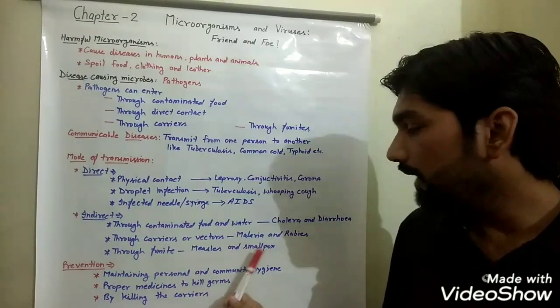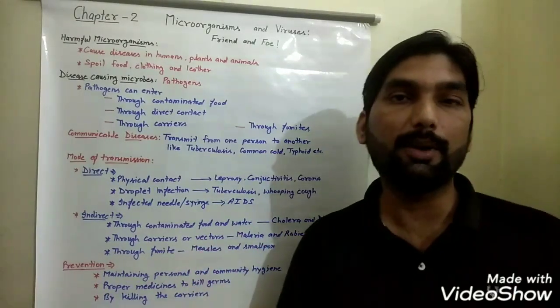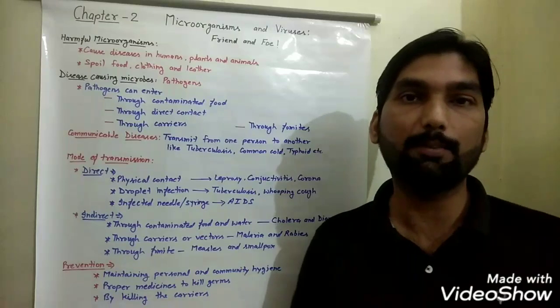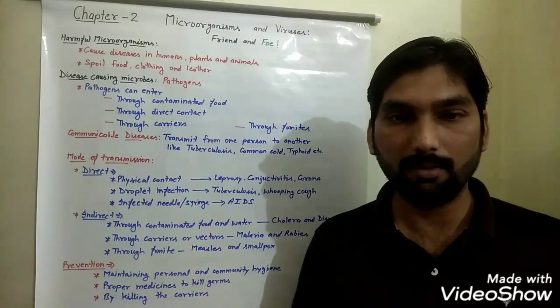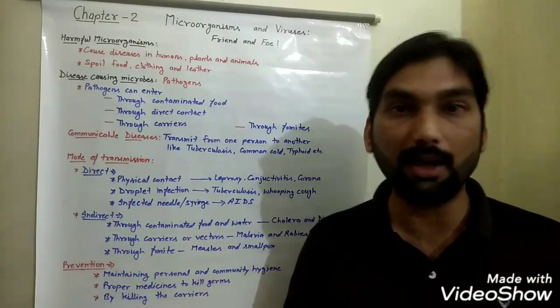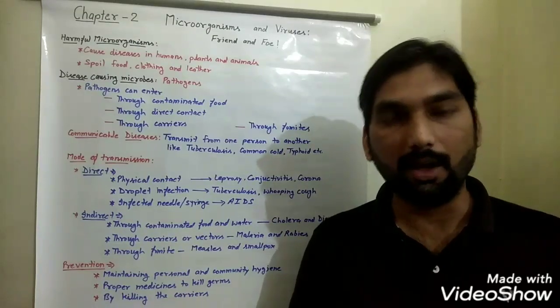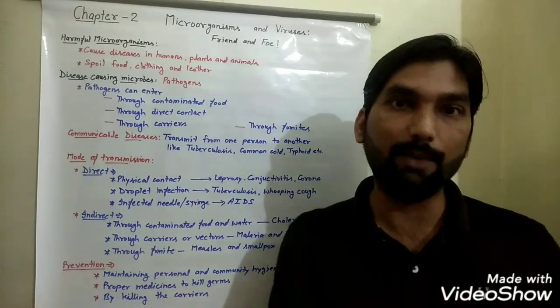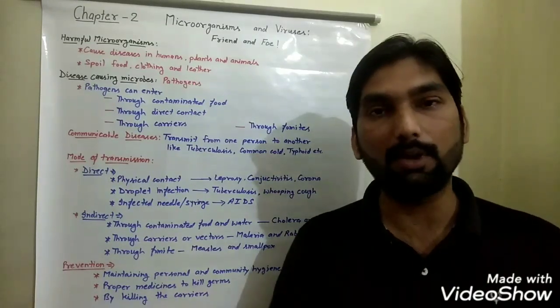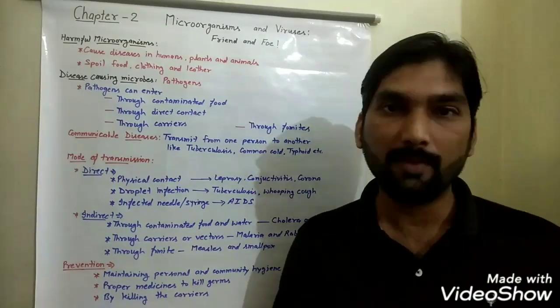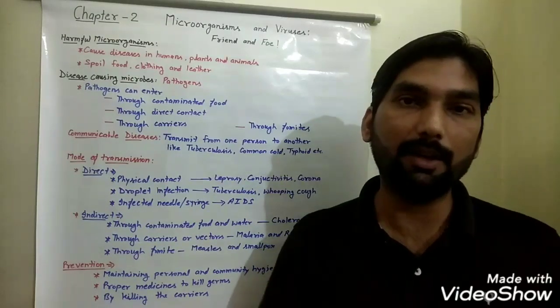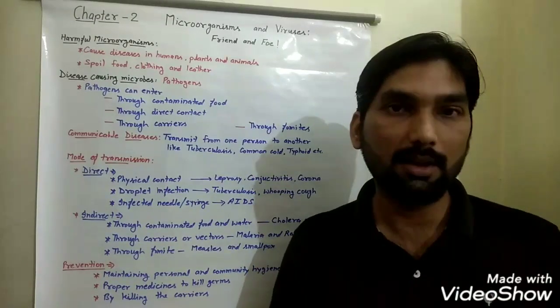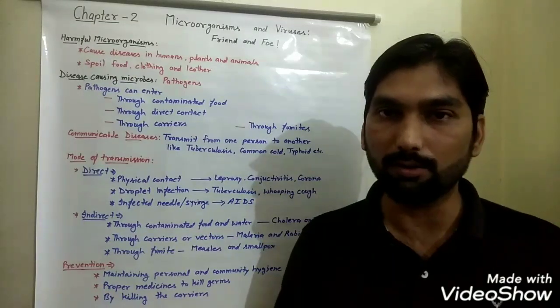The last method in the indirect method is through fomites. Diseases like measles and smallpox can also transmit from an infected person to a healthy person through the materials used by them. Like if a healthy person uses the towel, or shares the same bed or utensils of an infected person, there is a chance of the healthy person being infected with the same disease.